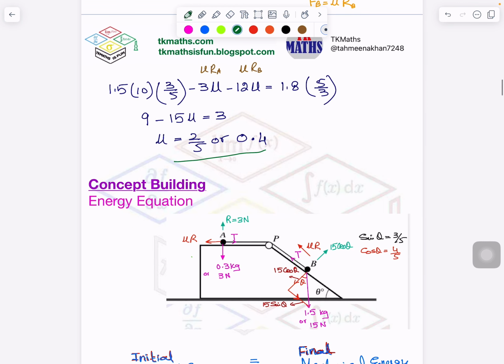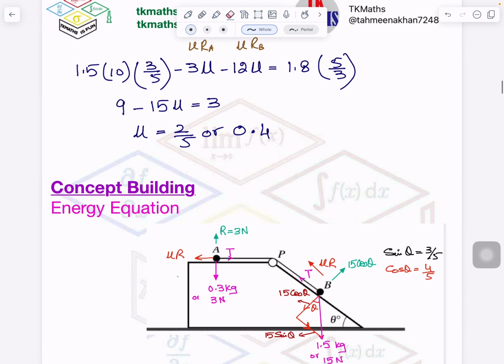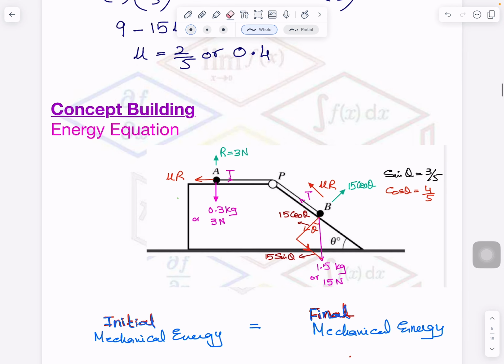Now, sometimes you will see the question will bind you and it will say solve it by energy equation. Then what you have done here, you cannot do it. You have to solve through the energy equation. Now, what is that? Let's see here. The diagram is here again for you, right?